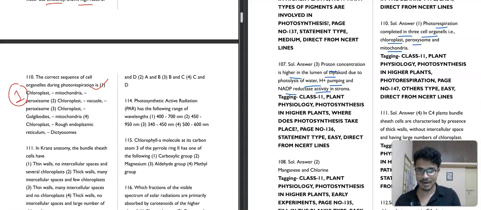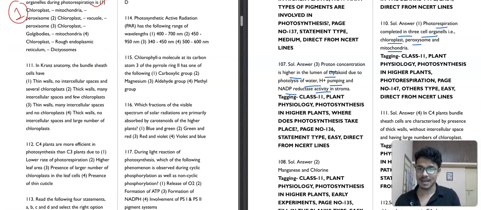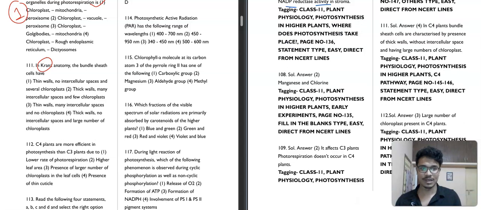Then question number 111. It is saying that in Kranz anatomy, first of all tell me in which plant Kranz anatomy is present. You know that in C4 plants Kranz anatomy is present. The bundle sheath cells have thin walls, intercellular spaces and several chloroplasts? No. Thick walls, many intercellular spaces and few chloroplasts? No. Thin walls, many intercellular spaces and no chloroplasts? No. Thick walls, no intercellular spaces and large number of chloroplasts is our correct answer, present in C4 plants.